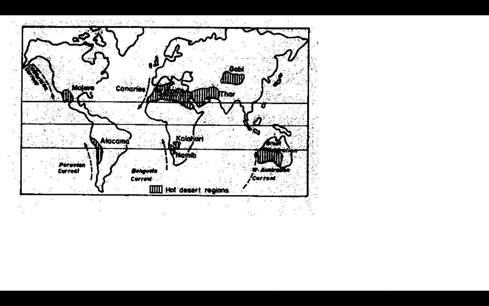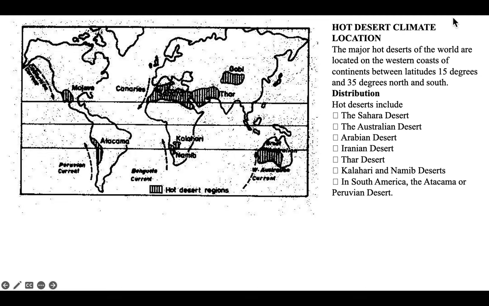So the other type of climatic conditions, we have the hot deserts. So we have the hot desert climate. When it comes to the hot desert climates, they are located mostly, so the major deserts, their location is on the west coast of the continents. So we have the western coast of the continents, that one on top, and then 15 degrees and 35 degrees north and south.